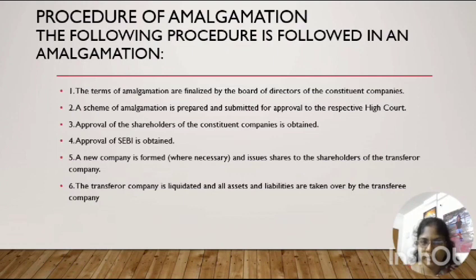Next one is approval of SEBI should be obtained, and the new company is formed, and the issue of shares to the shareholders should happen in the transferee company. The shareholders of the transferor company should get preference in the transferee company; in that case, they should get shares in the transferee company also. The transferor company is liquidated and all the assets are taken over by the transferee company. Those terms and conditions they should decide themselves. So these are the procedures for amalgamation.